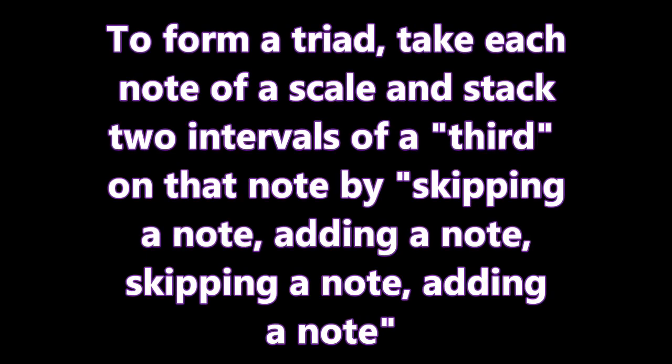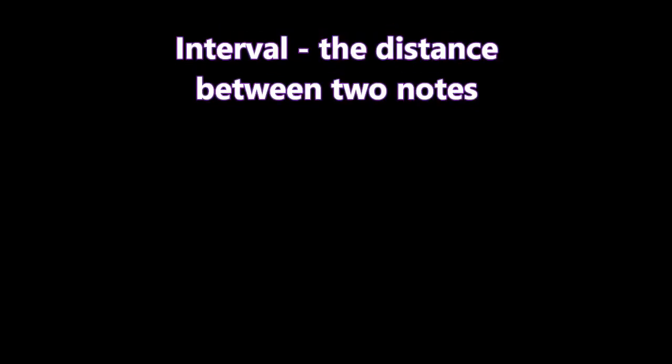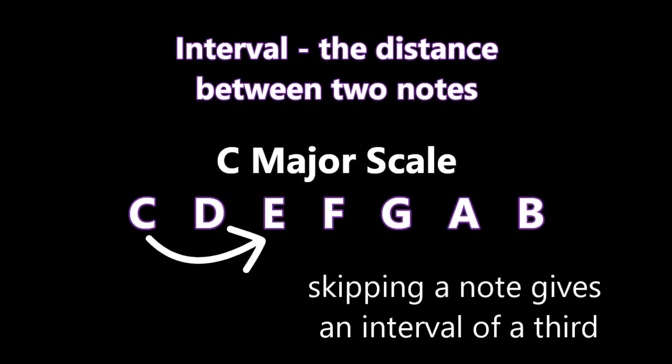To form triads, take each note of a scale and stack 2 intervals of a third on that note by skipping a note, adding a note, skipping a note, adding a note. We're going to do that with arguably the most important scale in Western music, the major scale. Now, as a quick reminder, an interval is simply the distance between 2 notes. By skipping a note, we're adding an interval of a third, and we do that 2 times to get our 3 notes, our triad.